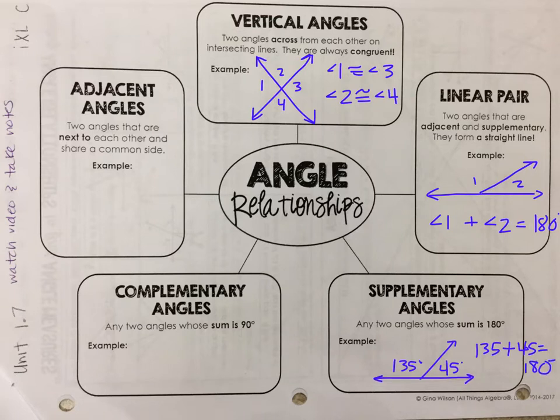Complementary angles add up to 90. So whenever I see that box, I know it's 90. So I know that angle 1 plus angle 2 equal 90 degrees.